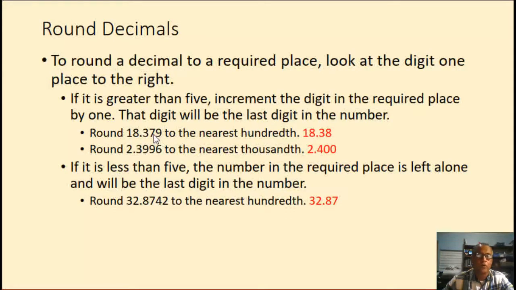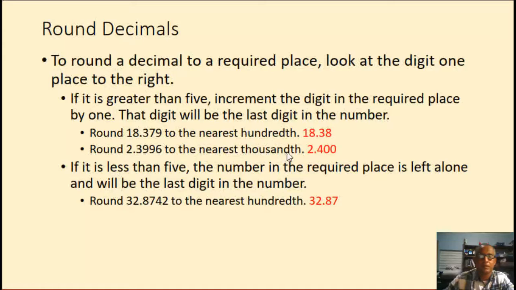So what we need to do is look at the digit one place to the right and ask ourselves if it's greater than or equal to 5. So we should check if it's greater than or equal to 5. If this number here is 5 or more, then this is increased to 8. If it's less than 5, then this remains at 7. So you can see here then that to the nearest hundredth, this 7 has to become an 8. And so it becomes 18.38.